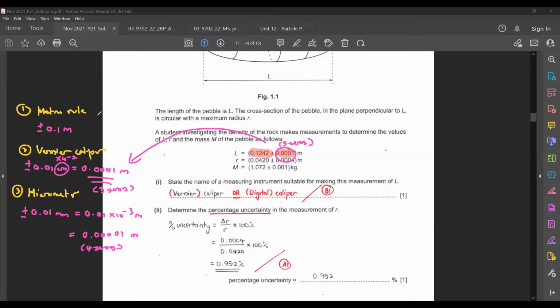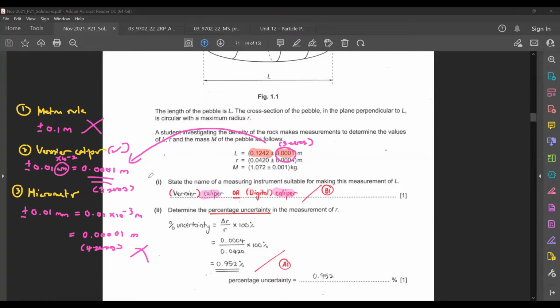All right, 0.1 meter is too big. Okay, and then micrometer is too much. So the only one that seems to match is your vernier caliper. Okay, because just by looking at the uncertainty itself, you would be able to see that it is actually vernier caliper. Okay, that's why your answer here is caliper, not any of the other ones.